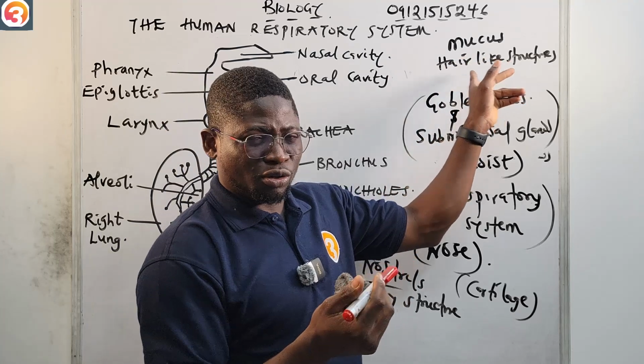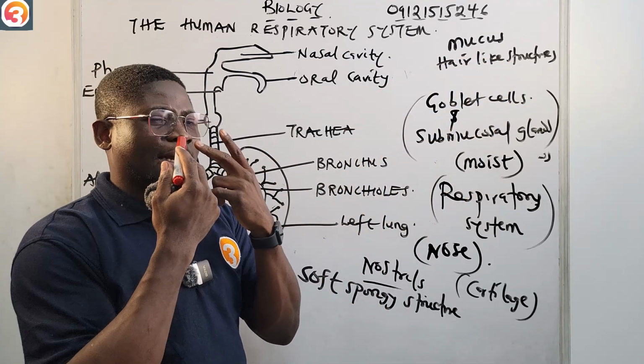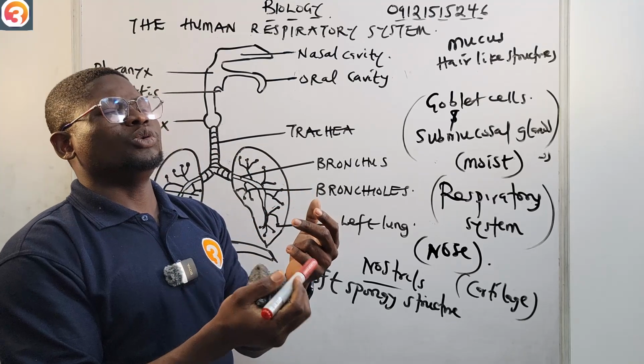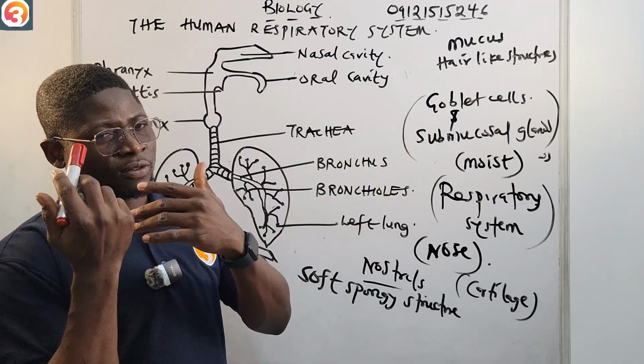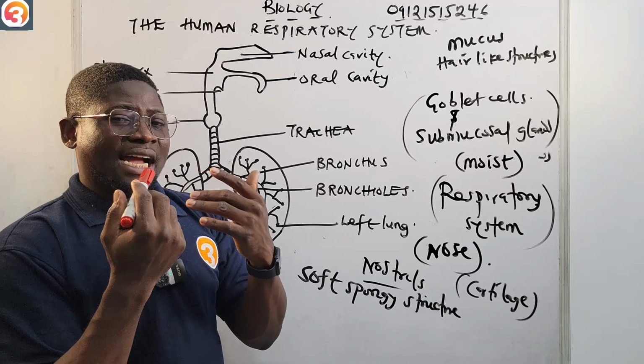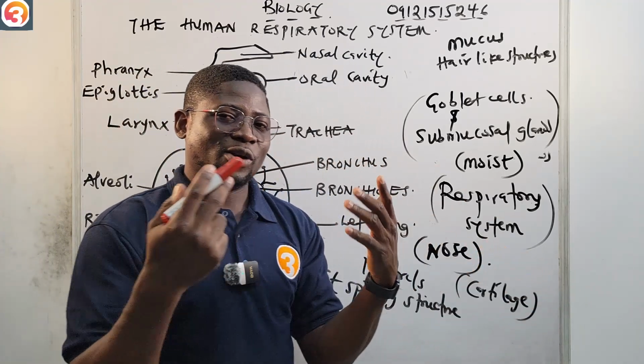So this air-like structure, let's say you have mucus in your nose, what do you do? You draw your nose, and when you draw your nose, this air-like structure will push the mucus to the throat, and then from the throat you can either cough it out or swallow it.